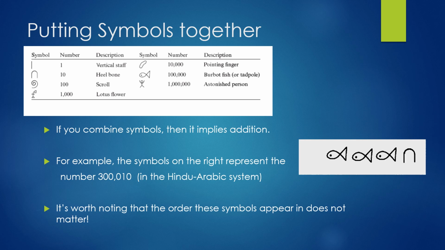It's worth noting that these don't have to be in the right order. Like, the fact that the burbot fish are on the left is purely for this example. You could have easily put the heel bone in the middle or on the left side, and it would not have changed the number, which is kind of convenient.